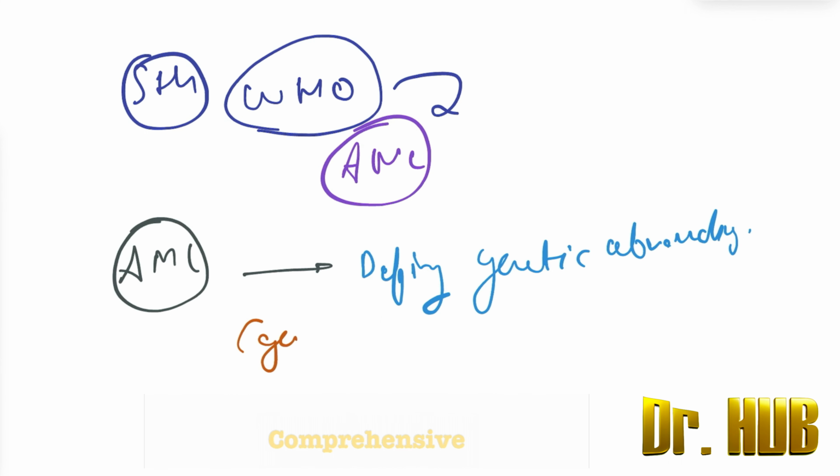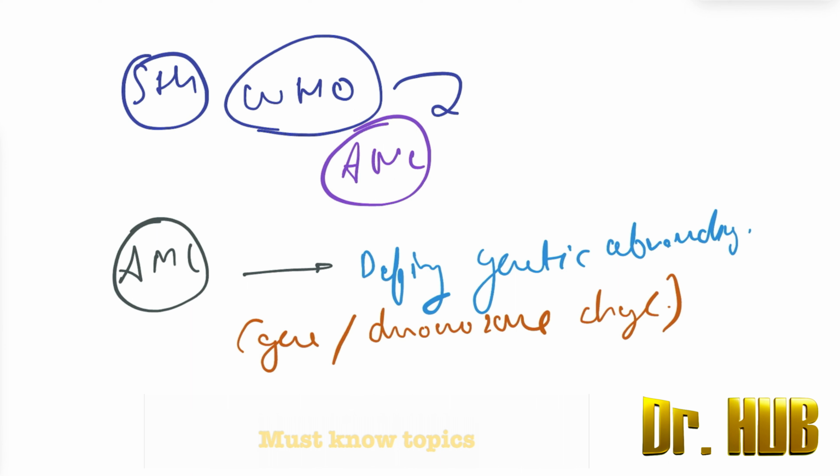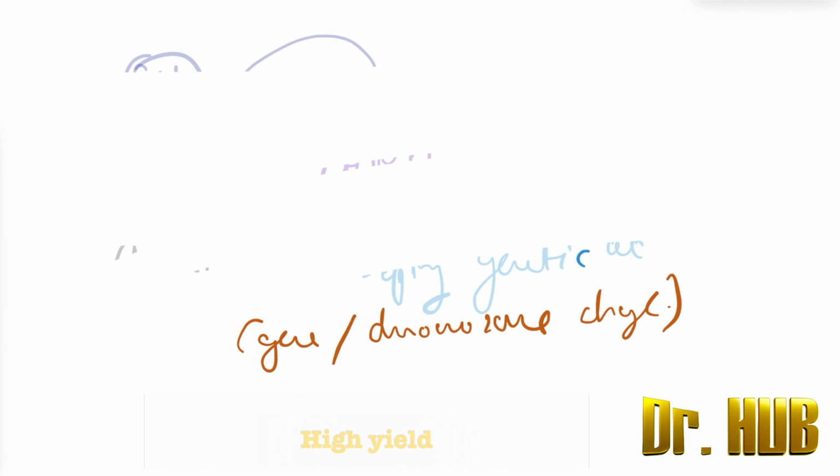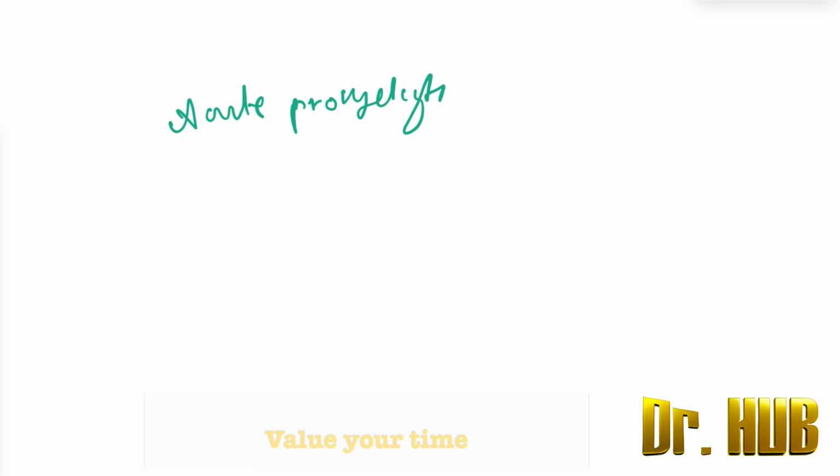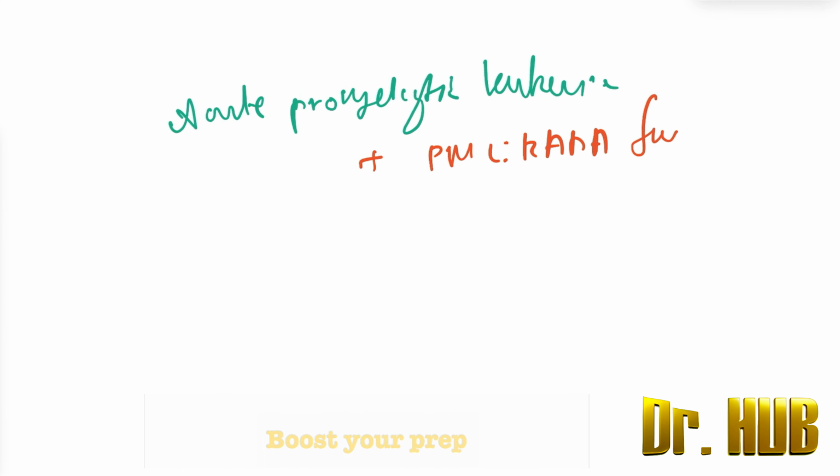With defining genetic abnormality, what do we have? There is gene or chromosome change. So what is included under this? Under this there is acute promyelocytic leukemia. And what does it include? It includes the PML or the RARA fusion.